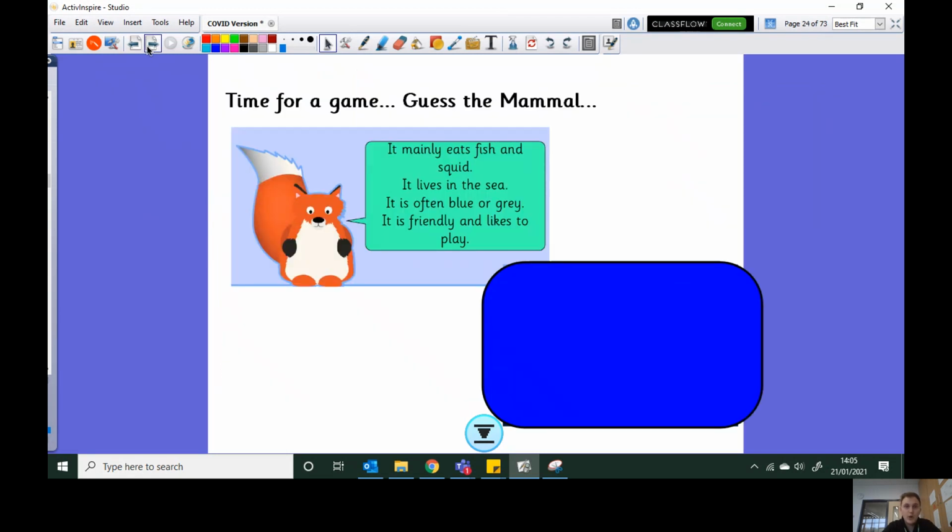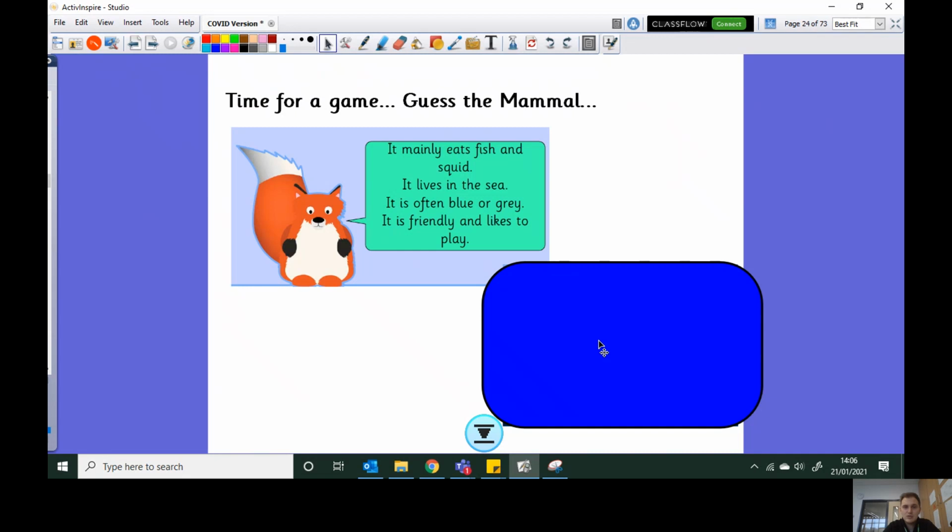So, it's time for a quick game, and we're going to play this game at the end of our science lesson as well. This game is called Guess the Mammal. I'm going to read out these sentences, and I want you to picture in your head what you think this mammal could be. It mainly eats fish and squid. It lives in the sea. It is often blue or grey, and I think this last clue is the best clue. It is friendly and likes to play. What animal do you think that might be?